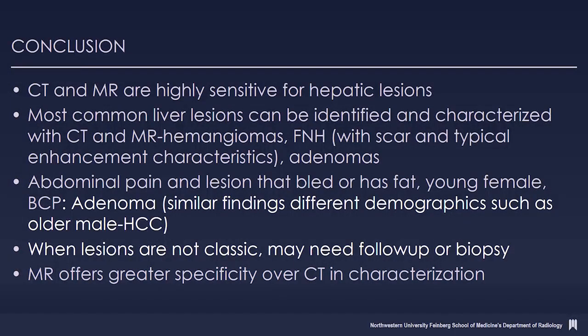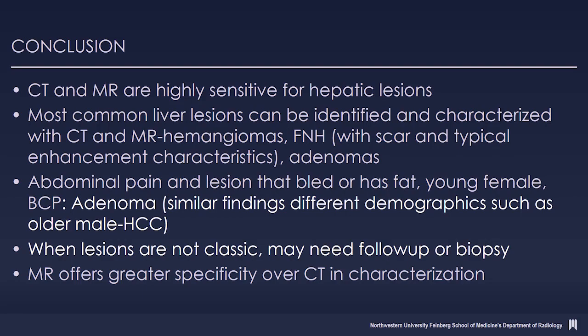So in conclusion, CT and MR are highly sensitive for hepatic lesions. The most common liver lesions can be identified and characterized with CT and MR, certainly the hemangiomas and the FNHs that have a central scar and have the typical enhancement characteristics, as well as the adenomas, as I mentioned, if they have the presence of fat or hemorrhage. So if you have a patient with abdominal pain and a lesion that bled or has fat and is a young female, especially on birth control pills, what do you think of? You think of an adenoma.